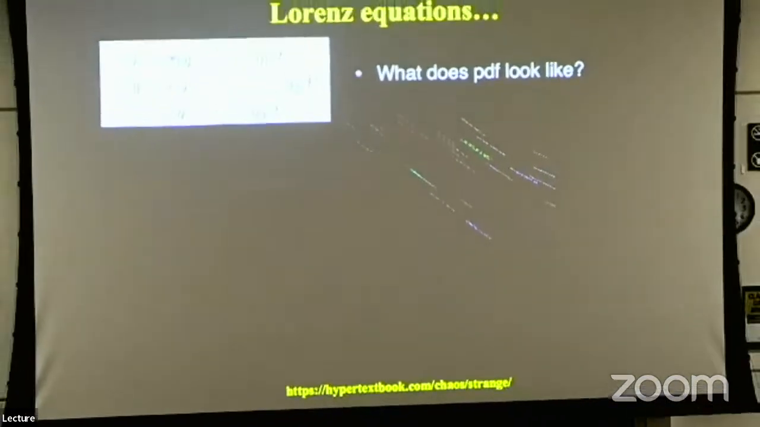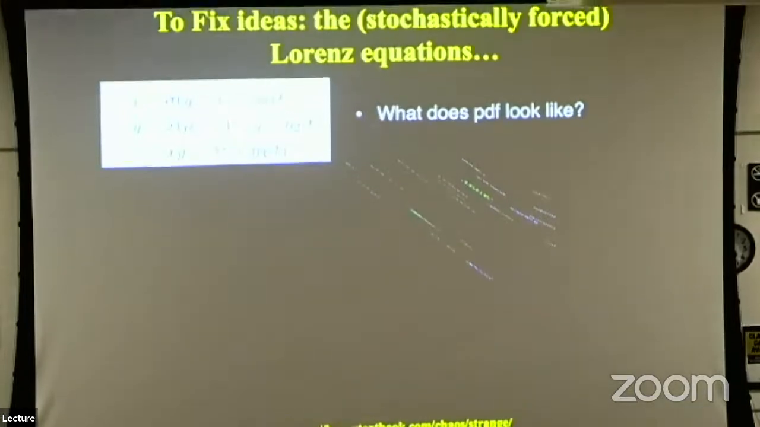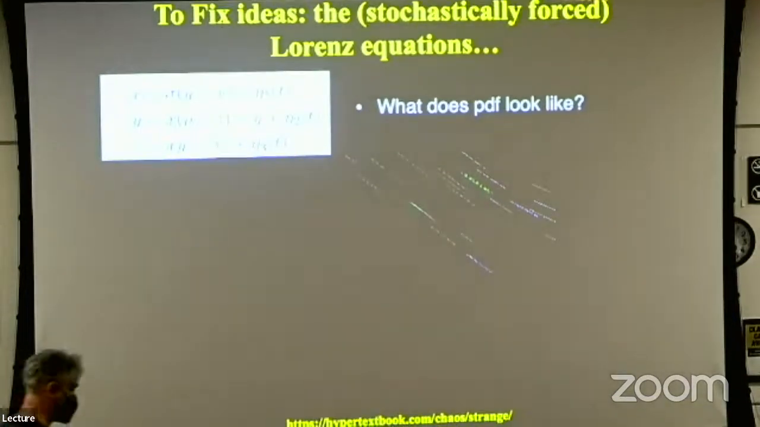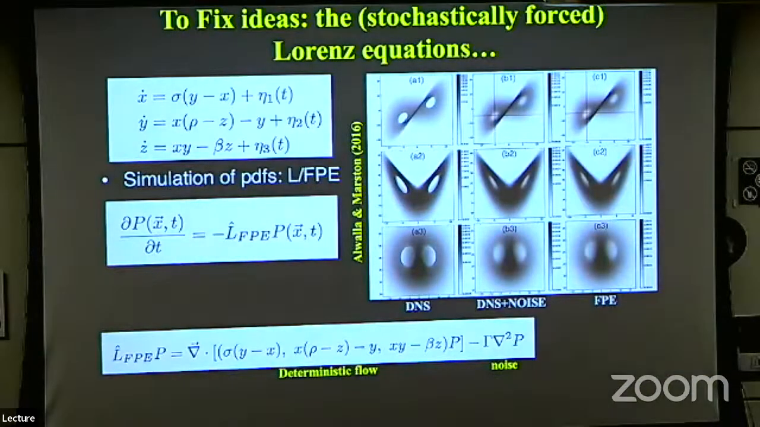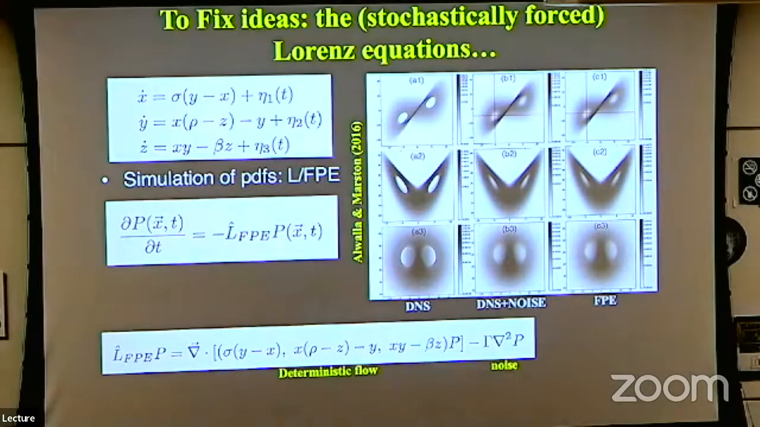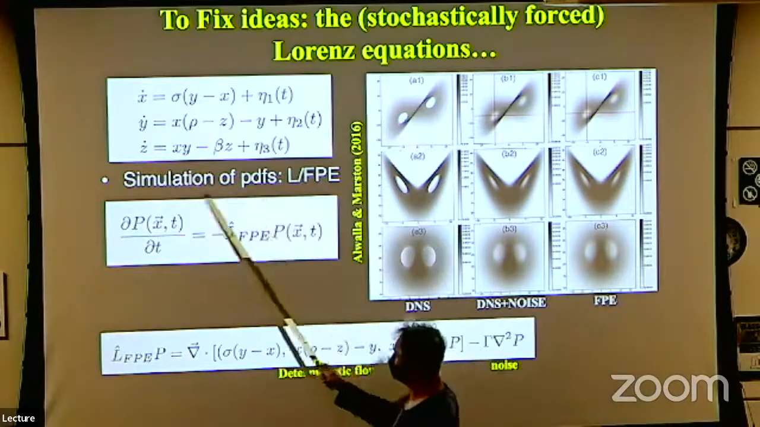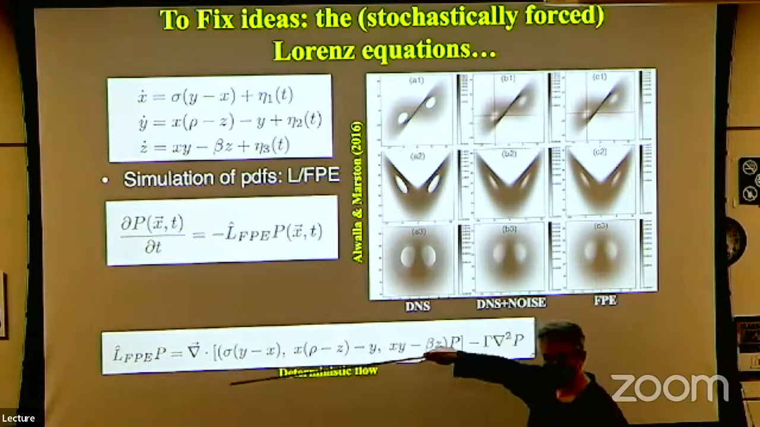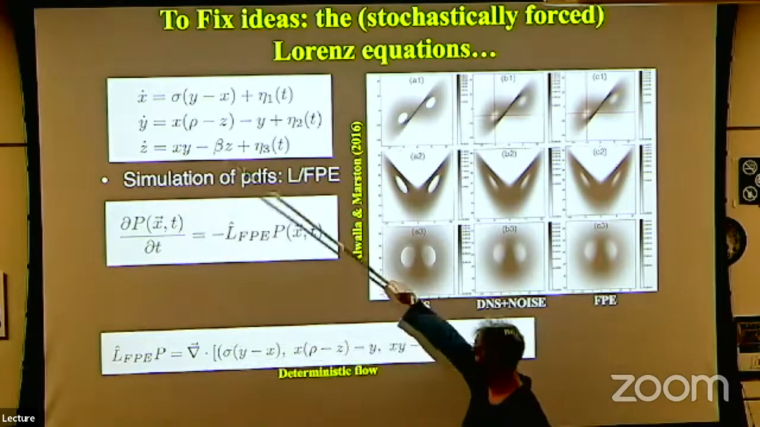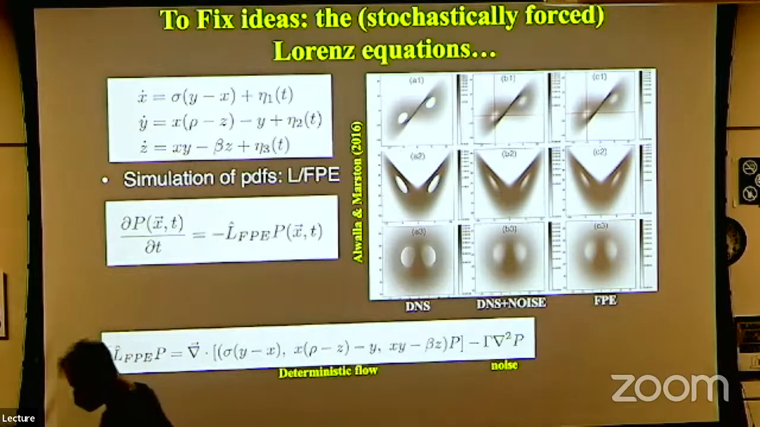So the question then is, can you solve a Fokker-Planck equation to get the probability distribution function for the final attractor? This is something Brad did with a student a while back now. He solved this equation, and essentially what he's solving is a three-dimensional partial differential equation. So he's taken three ODEs and turned them into a three-dimensional partial differential equation, for different amounts of noise.